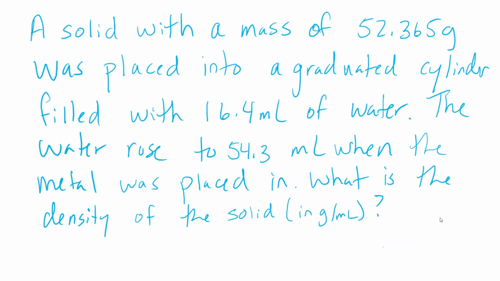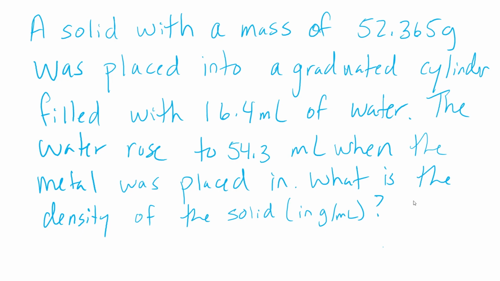Okay, everybody, let's take a look at another example. We have a solid with a mass of 52.365 grams that was placed in a graduated cylinder that has 16.4 milliliters of water. The water rose to 54.3 milliliters when the solid was put in there. What is the density of the solid in grams per milliliter?